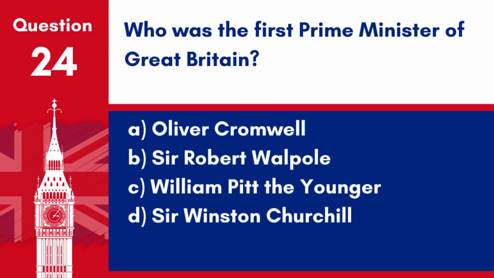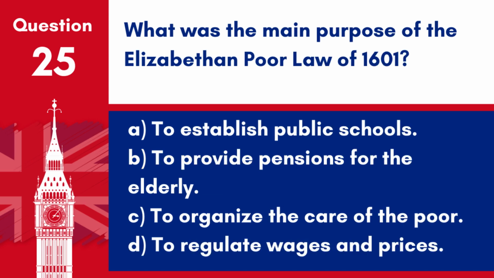Answer: B. Sir Robert Walpole. Often regarded as the de facto first Prime Minister of Great Britain, Sir Robert Walpole held office from 1721 to 1742, effectively the head of the government. Question 25. What was the main purpose of the Elizabethan Poor Law of 1601?